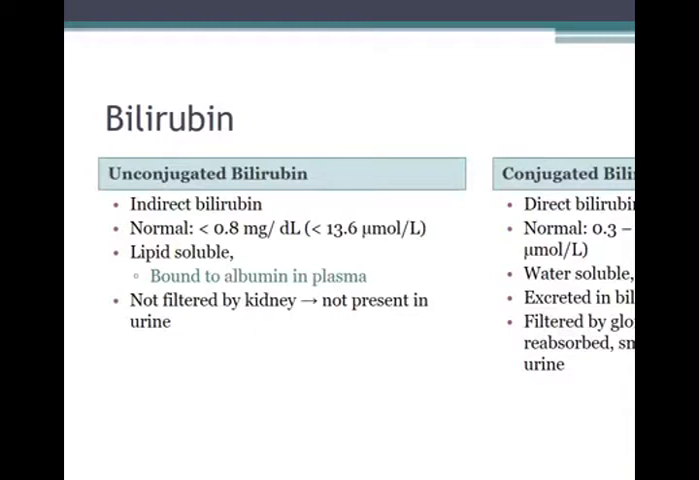The conjugated bilirubin is the one which we call direct bilirubin. Its normal value is up to 1 milligram. It's water soluble, so it's excreted in bowel and in urine, and most of it is being absorbed in the glomeruli, but some of it is being excreted in the urine.